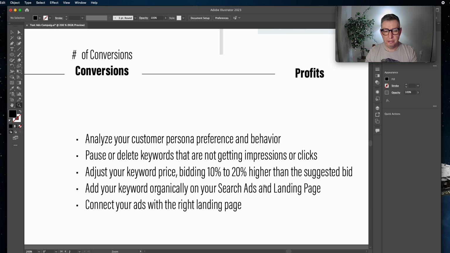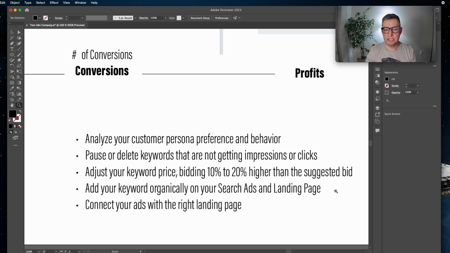They are not there just because they wanted to have customer personas. They are giving you that information because they understand that it will be crucial for the success of your advertisement. So check that when you're optimizing your campaigns. Pause or delete keywords that are not getting impressions, clicks, or conversions. If the keyword is not performing well, if it's giving you 0 results, it's better to pause it and focus on the ones that need improvement. But if it's 0, I would say don't waste your time on that.